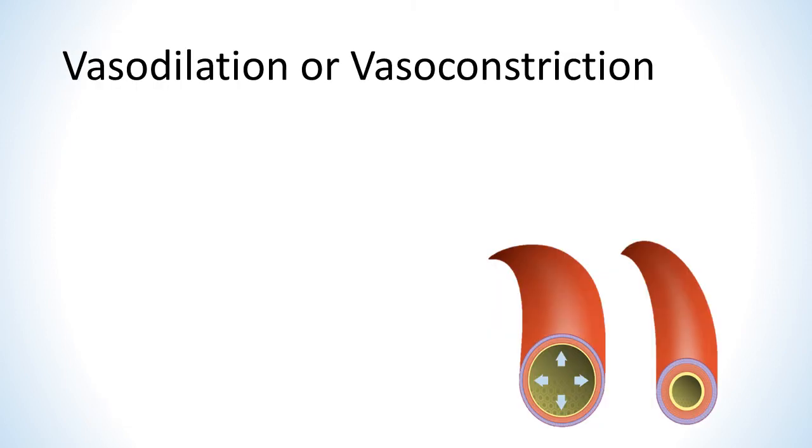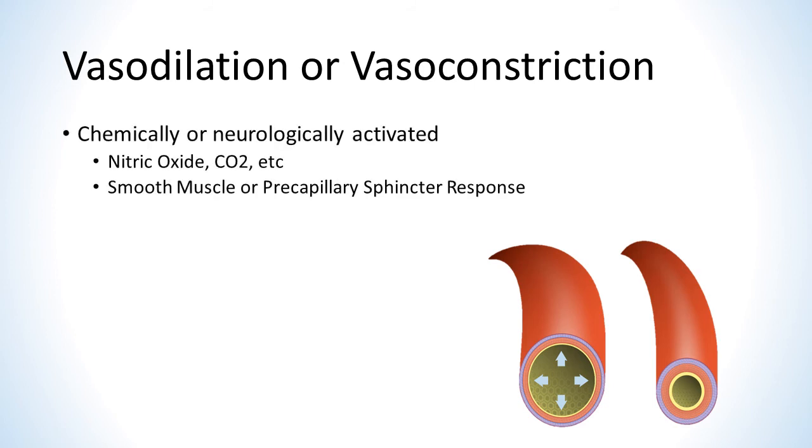Vasodilation and vasoconstriction are also known as changes in vascular tone. This means that the blood vessels are opening or closing to allow more or less blood flow. The previous THB reactions were primarily mechanical reactions, whereas vasodilation and vasoconstriction are activated by chemical or neurological stimuli. Some common chemical stimulants of vasodilation are carbon dioxide and nitric oxide. When these chemicals are present in the blood, they make the blood vessels open up to allow more blood flow.